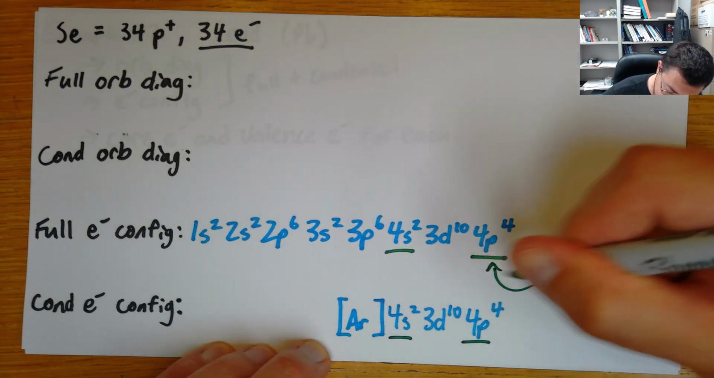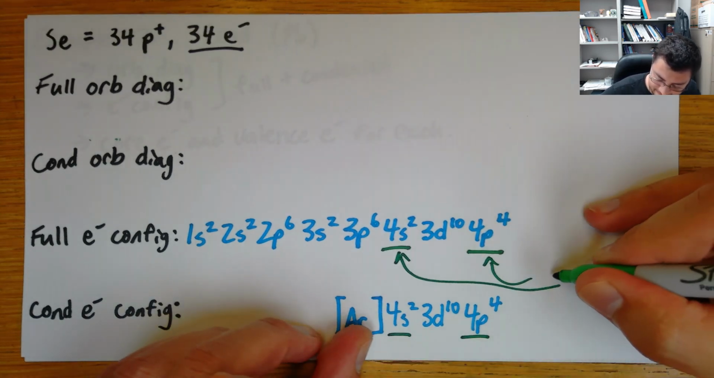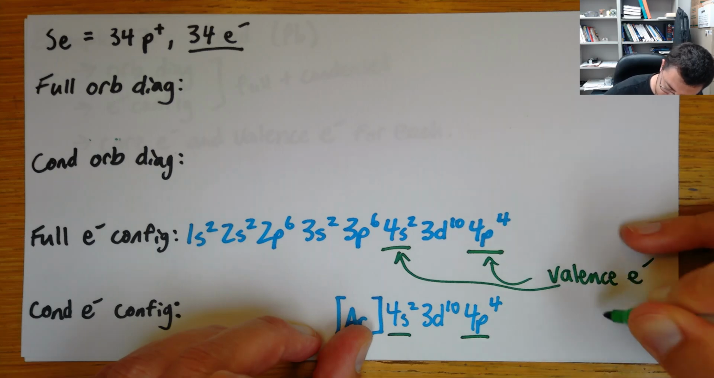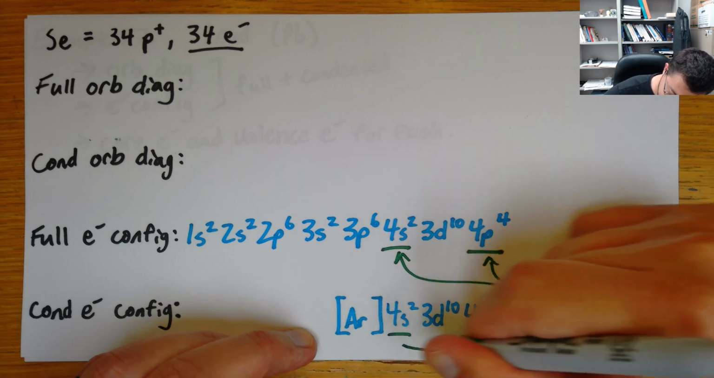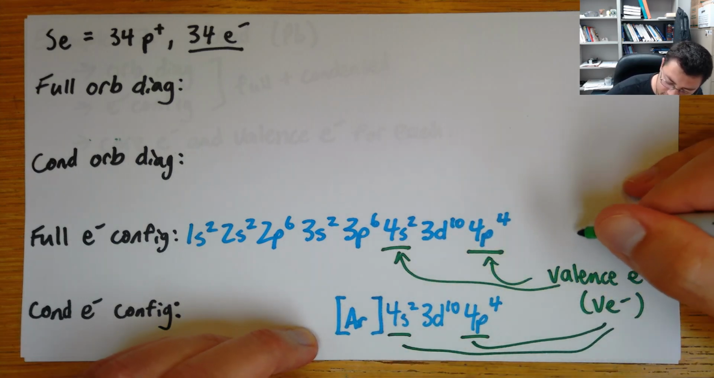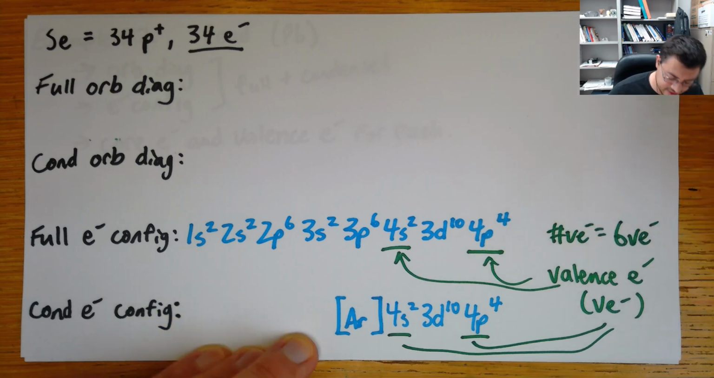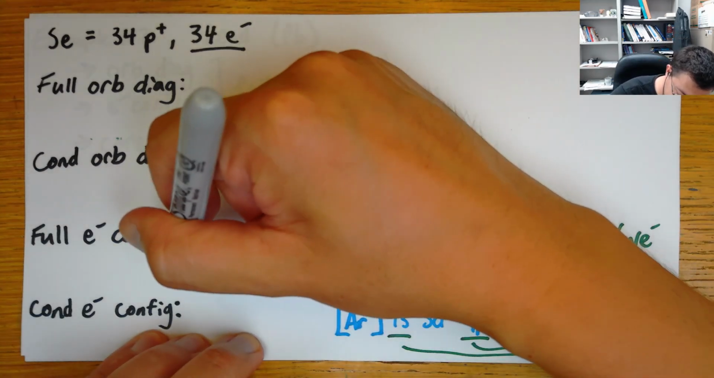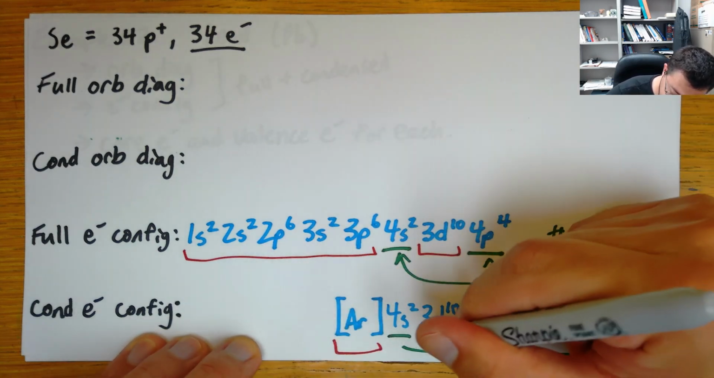I'm using green here. Or I like to write that VE minus. And if we're counting the number of valence electrons, we'd have 6 valence electrons in selenium, which means everything else is core. So I'll use red here. That's core, that's core, that's core, that's core.